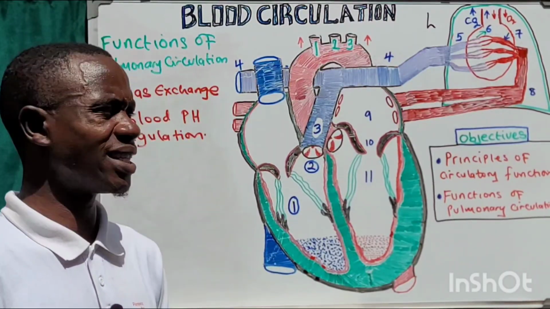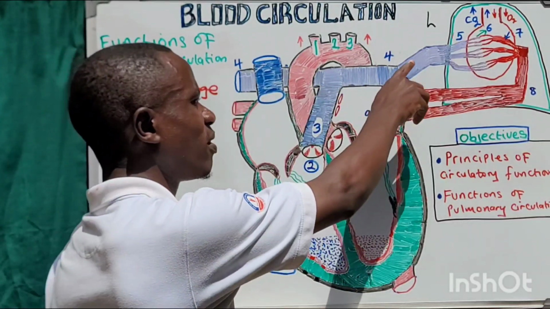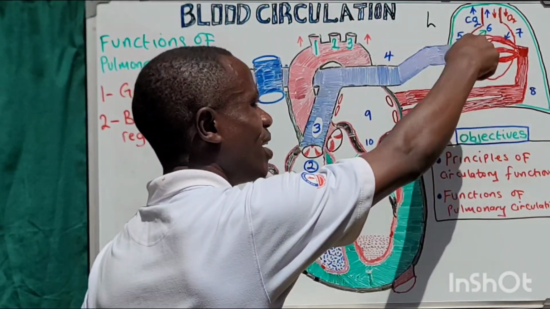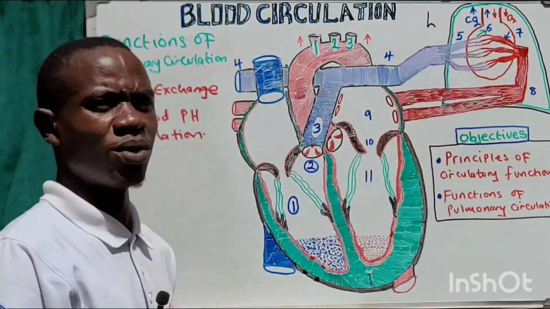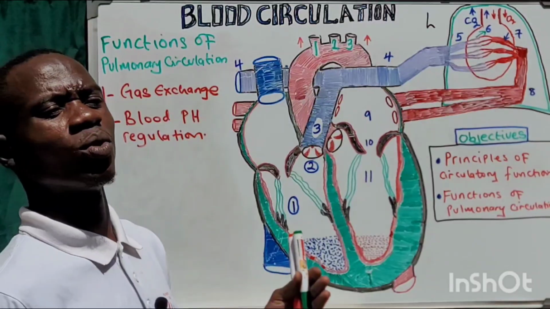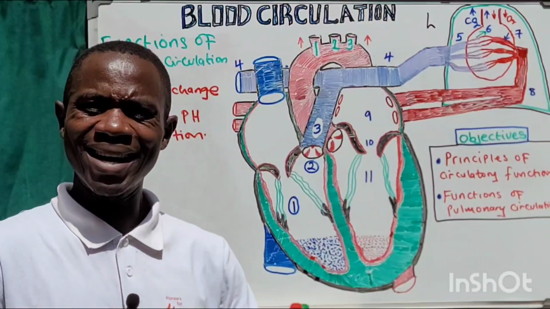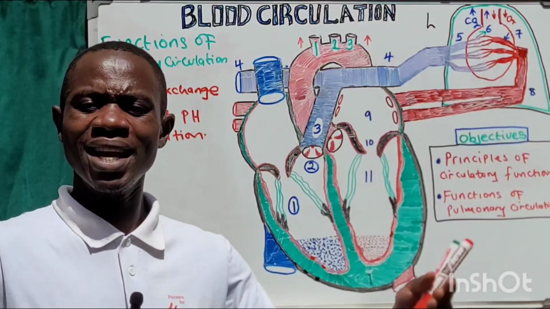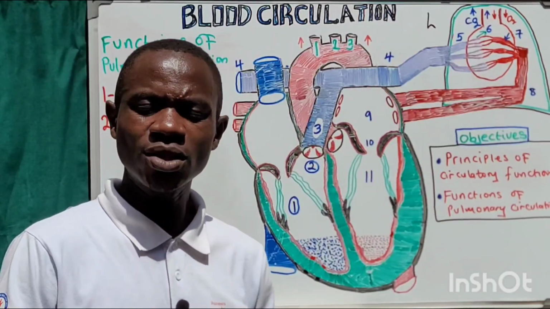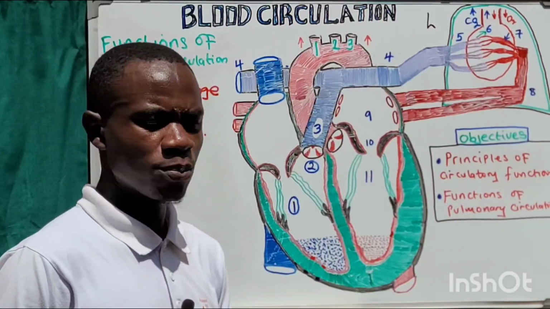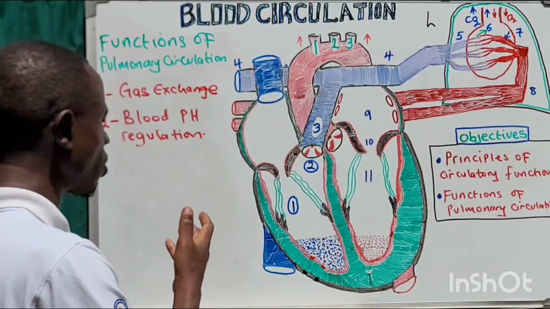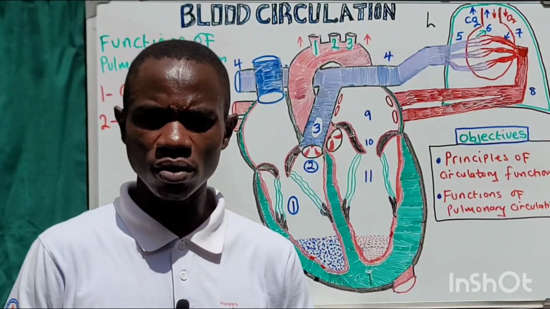But what happens is that as this blood has a lot of carbon dioxide, when it reaches the lungs, you're going to have the exchange of that carbon dioxide. It goes out in exchange for oxygen. By doing that, we are regulating the amount of carbon dioxide in our blood. By doing that, we are maintaining the blood pH. It also makes a lot of sense.